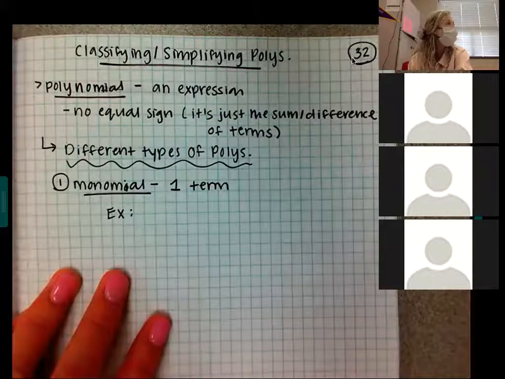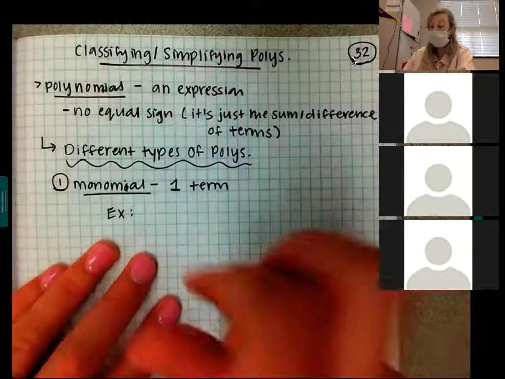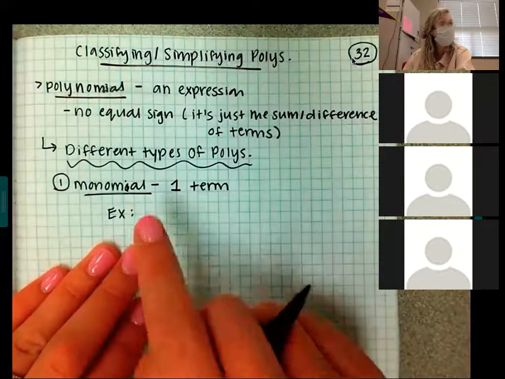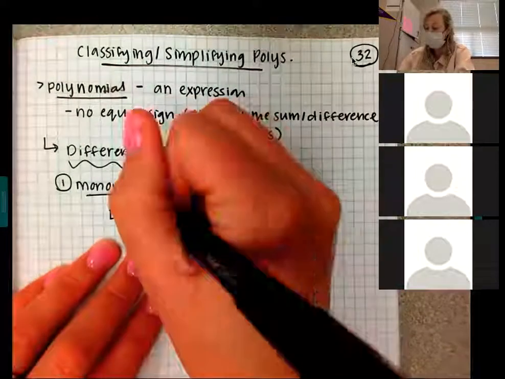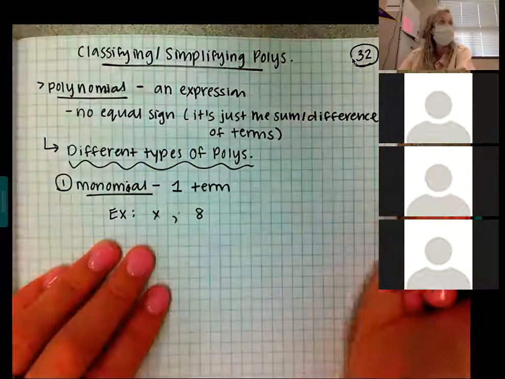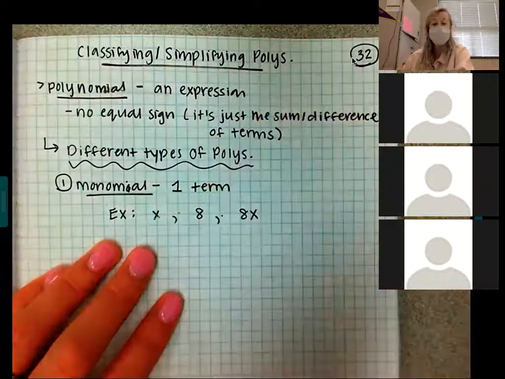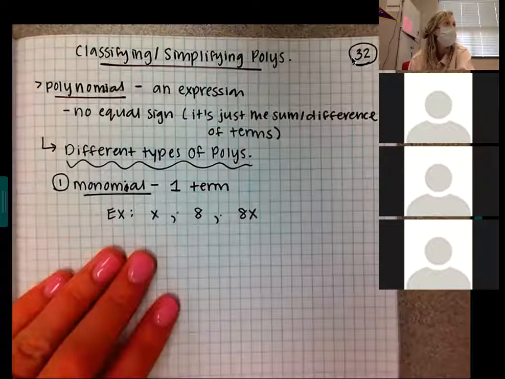What if you put them together and it said 8x? Is that a thing in a math expression? Yeah, so could that be a term? Yes, so as long as it's just one thing, it is a monomial. So let me give you examples. If it just said x, that would be a monomial. If you were just given 8, that would be a monomial. If you were given 8x, that's also a monomial because it is one term. There's no equal sign. It's an expression with one term.